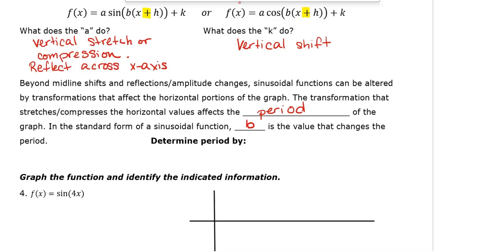So we're going to go ahead and look at that. We're going to determine our period, and it is always going to be done as 2 pi over whatever b is. So when you're given an equation and you have some value for this b value, notice it's inside the function, okay? You're always going to just do 2 pi divided by whatever this number is, and that tells you what your period is. So let's try that.